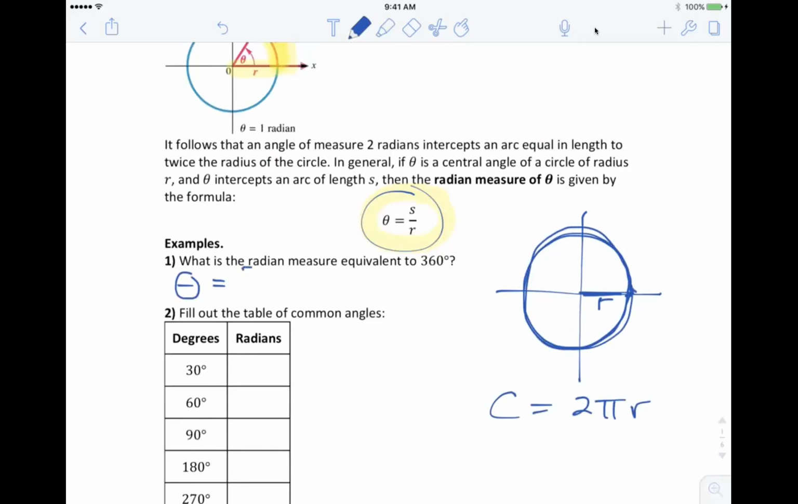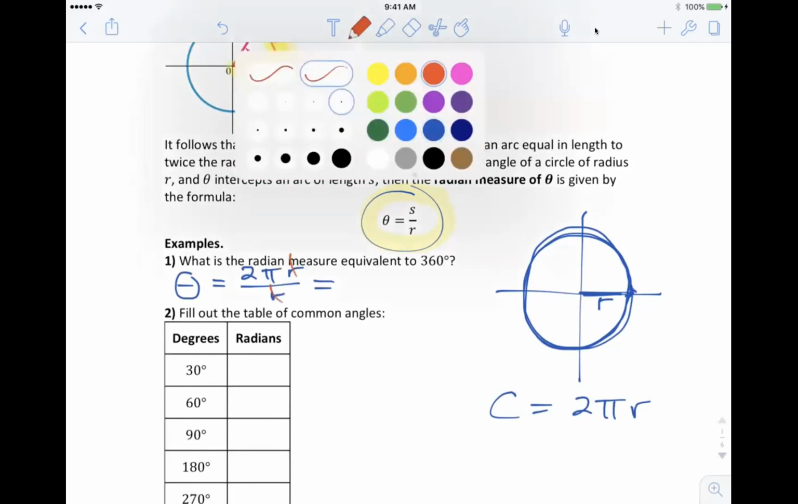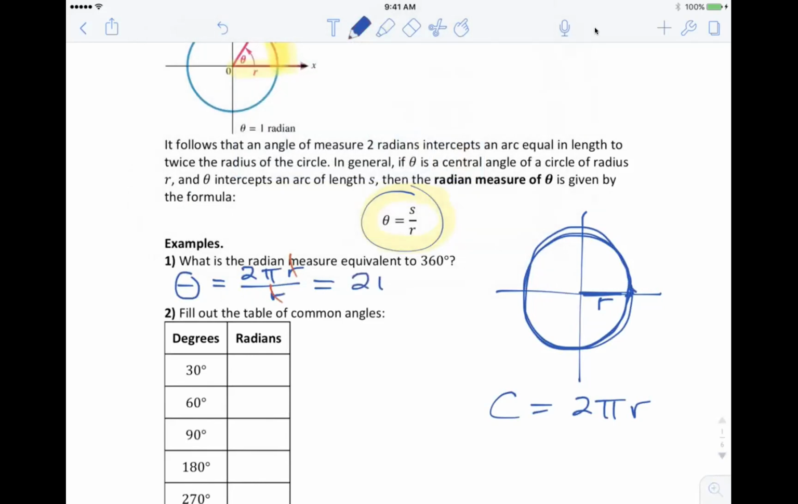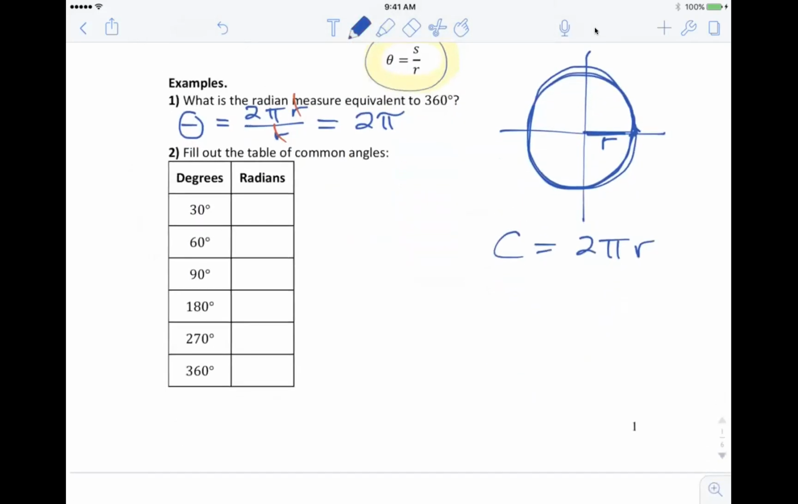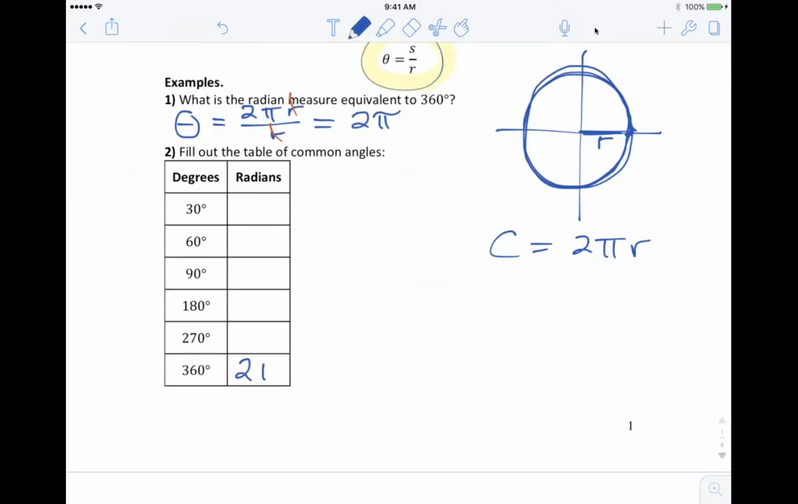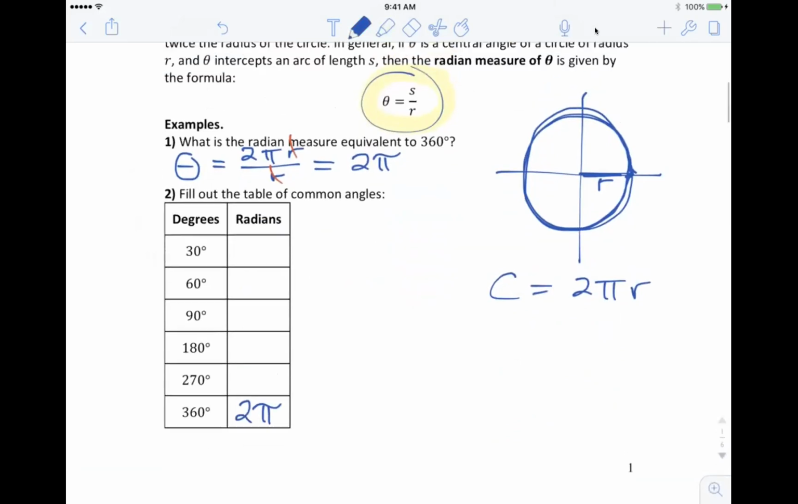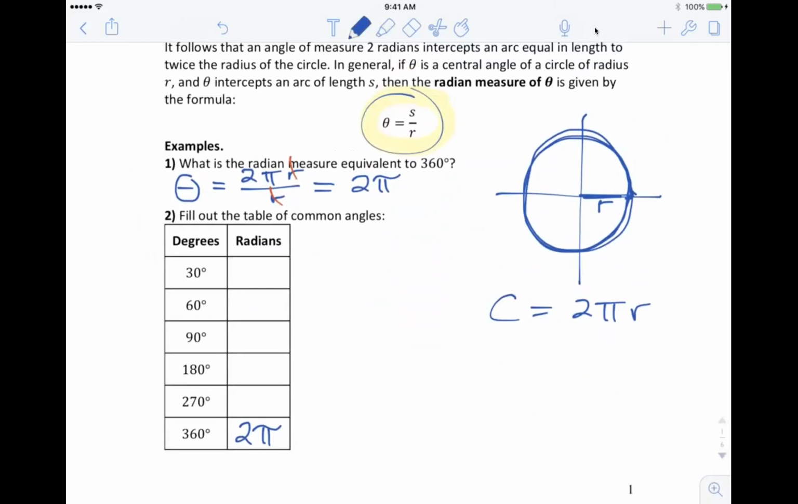So when I'm solving this problem right here, the top is 2 pi r, that's the arc length, divided by r, and we have r's canceling, and we're just left with 2 pi. So I could fill that in right here. 360 degrees is equivalent to 2 pi radians. It's a good one just to know, right? And then the rest are just going to be in proportion to that.